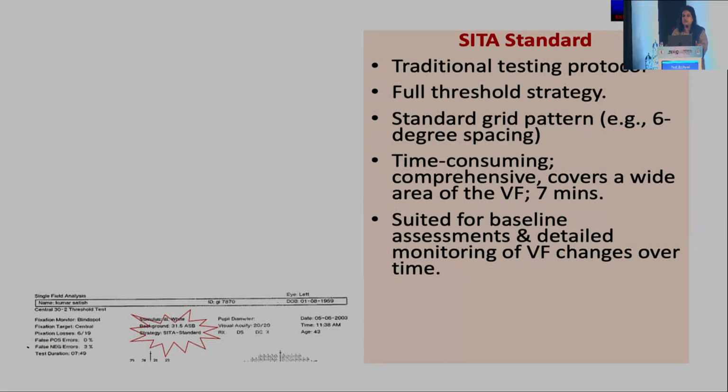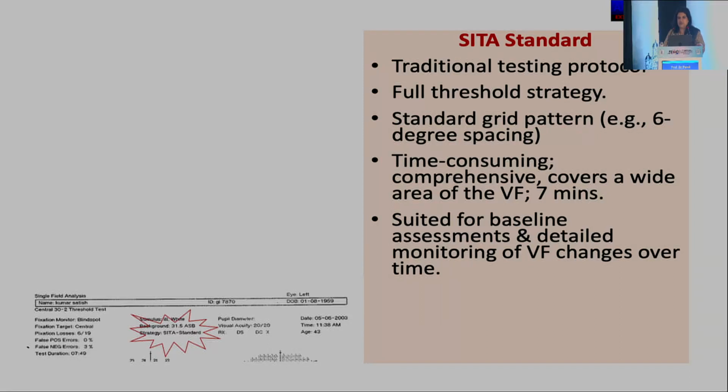It's a full threshold strategy. It tests the primary points twice, giving you an accurate result. There is a standard grid pattern of 6-degree spacing, but it's quite time consuming. And as the patients get older and the disease advances, they take a lot of time to perform a SITA Standard, and many a times you start getting unreliable results.